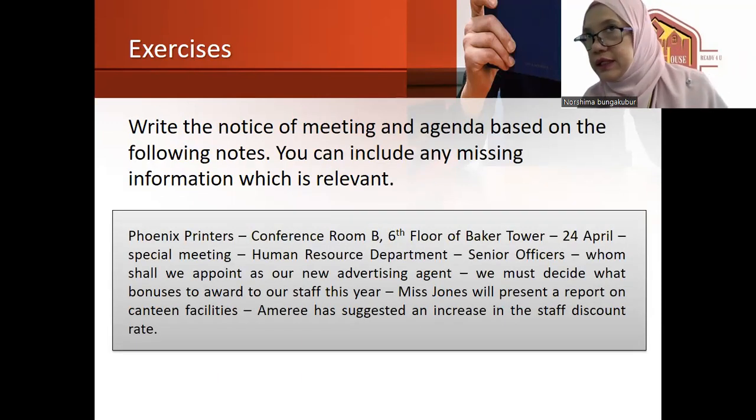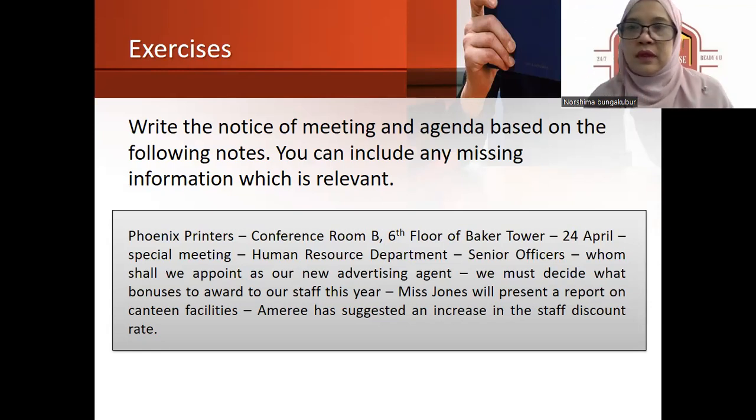And now we will see how we will do this as exercises on how to write a notice of meeting and agenda. The points are given.